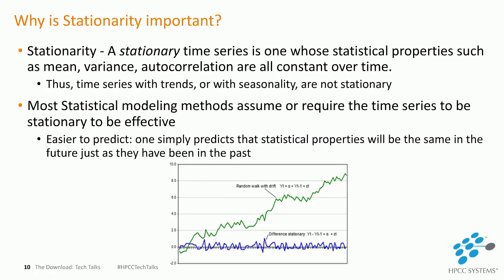Next, we thought it would be helpful to answer the question, why is stationarity important? But first, let's define the term. So a stationary time series is one whose statistical properties, such as mean, variance, and autocorrelation, are all constant over time. Thus, time series with trends or seasonality are not stationary. And in answering the slide's prompt, most statistical modeling methods assume or require the time series to be stationary in order to be effective. And that's why it's so important.